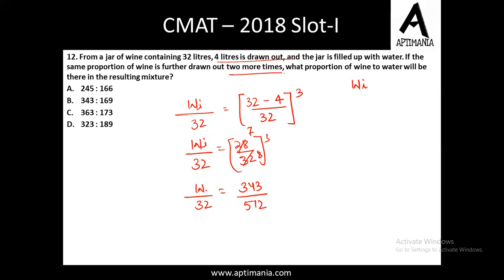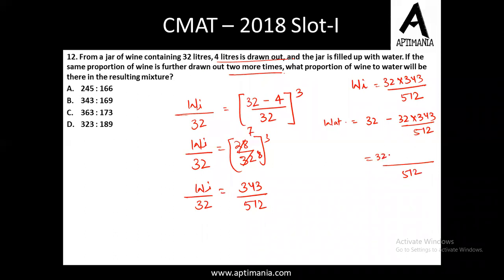So we'll have the final volume of wine, let it be Wi for wine, so that we won't have that confusion of wine and water. So that will be 32 into 343 upon 512. If we need to calculate water, we subtract the portion of wine from the total volume, that's 32. If I take the LCM to be 512, I'll have 32 into 512 minus 32 into 343. I'll take this 32 common. I'll have 512 minus 343, that is 169 upon 512.